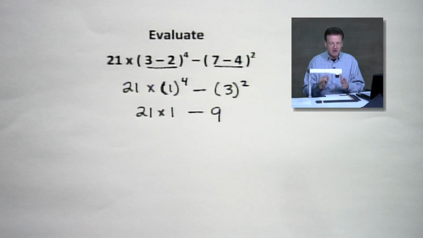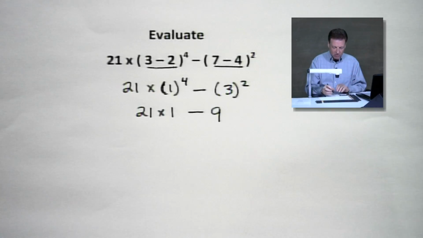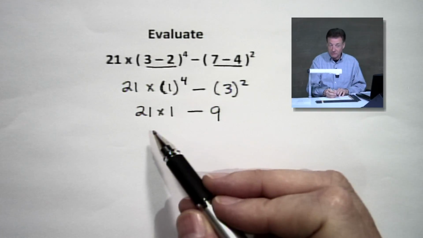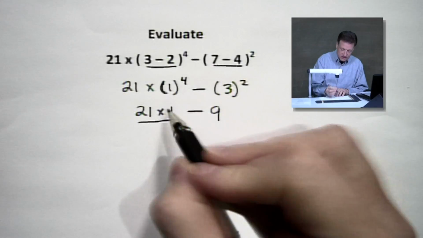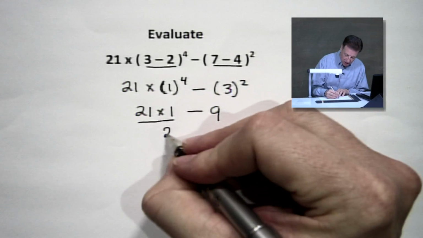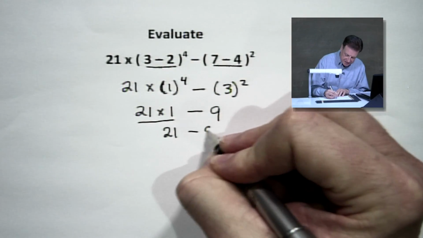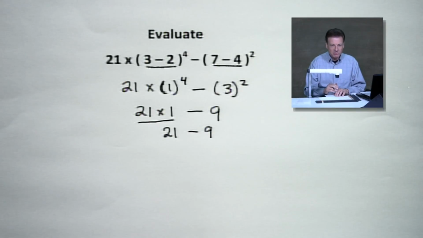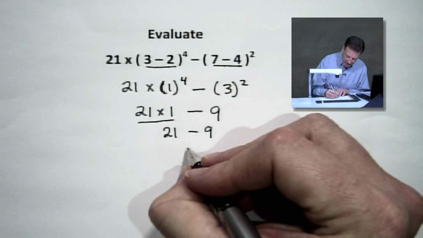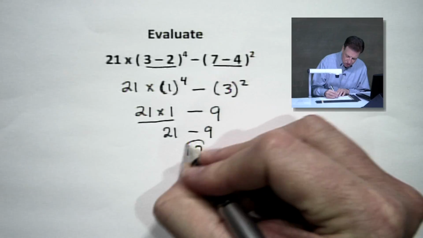And again, my dear Aunt Sally comes into play. We're going to multiply or divide. Actually, we've got a multiplication going here, so let's do that next. It's going to give me 21. And we're going to subtract 9. Adding and subtracting, remember we work it left to right at this point. Looks like our answer is going to be 12.